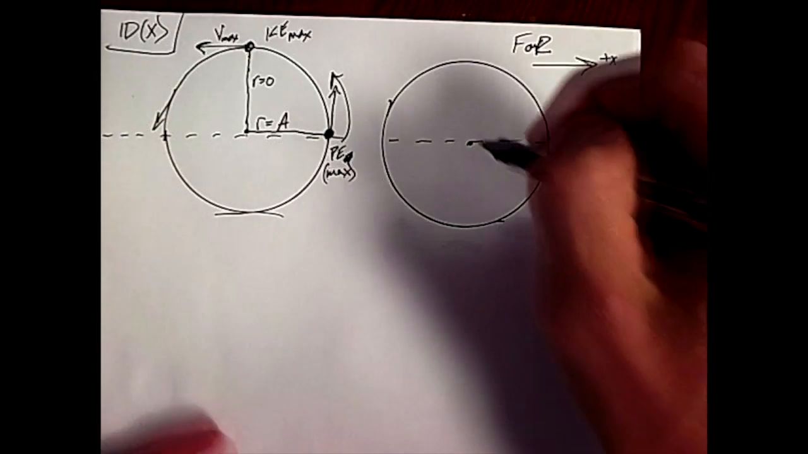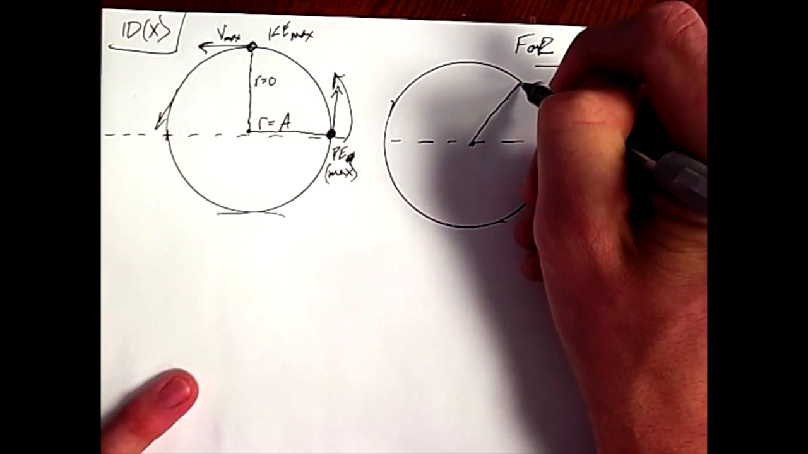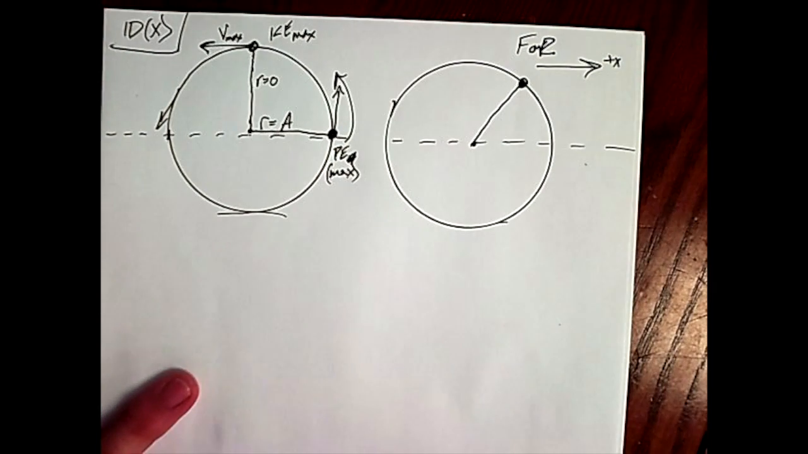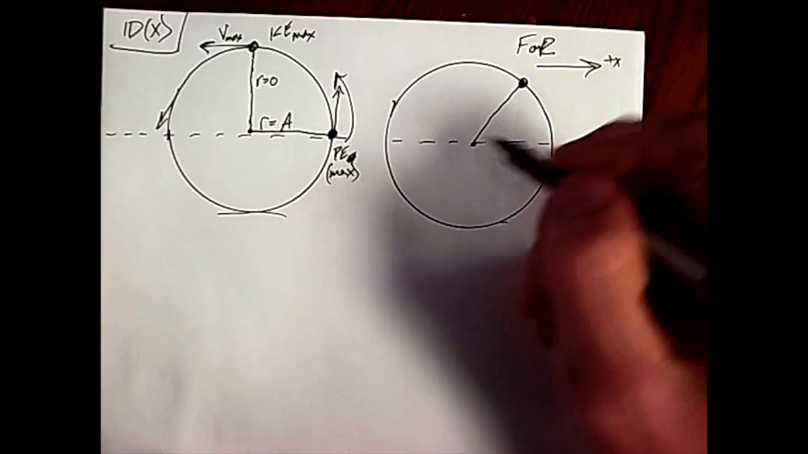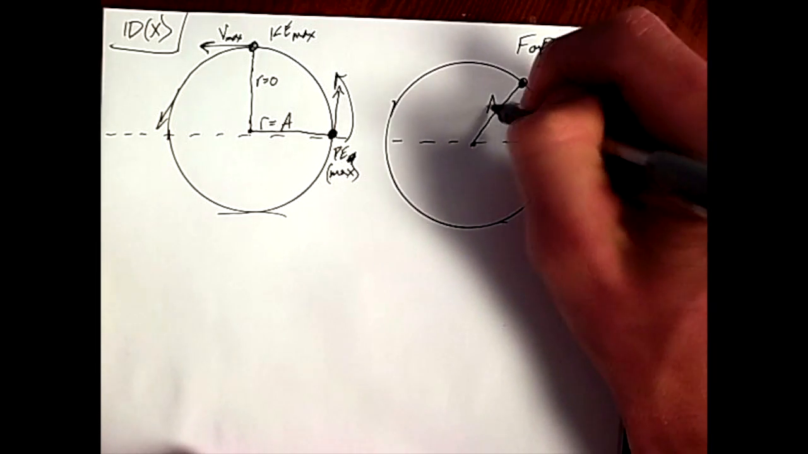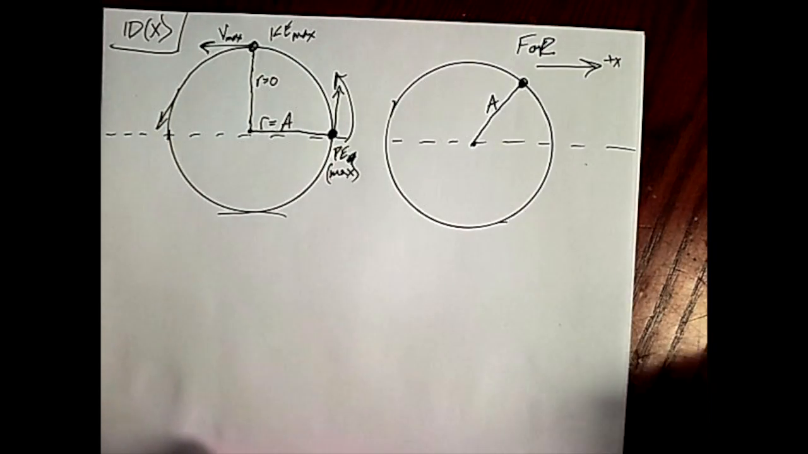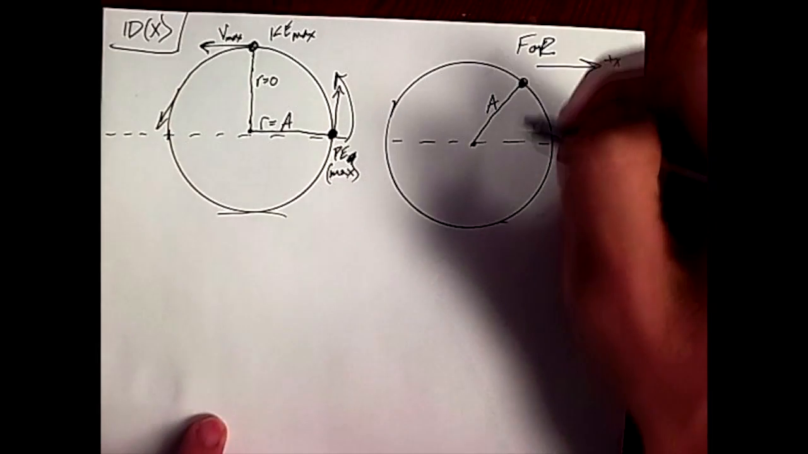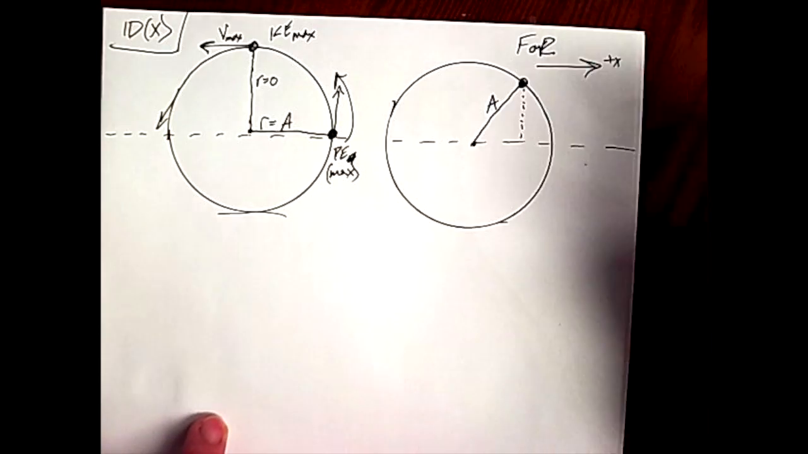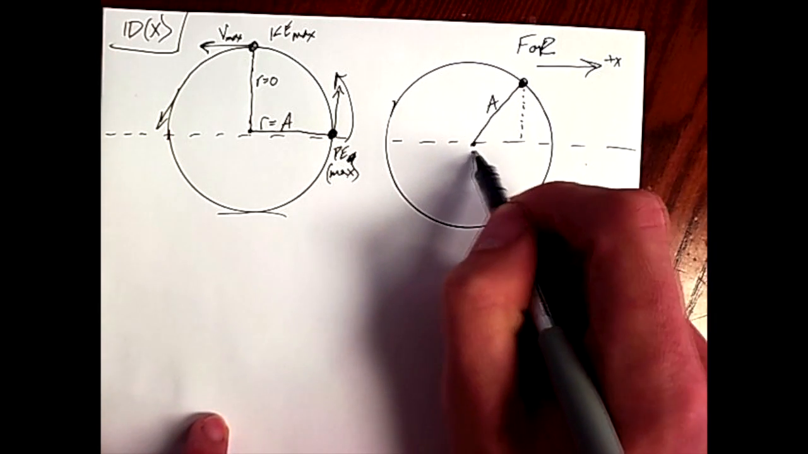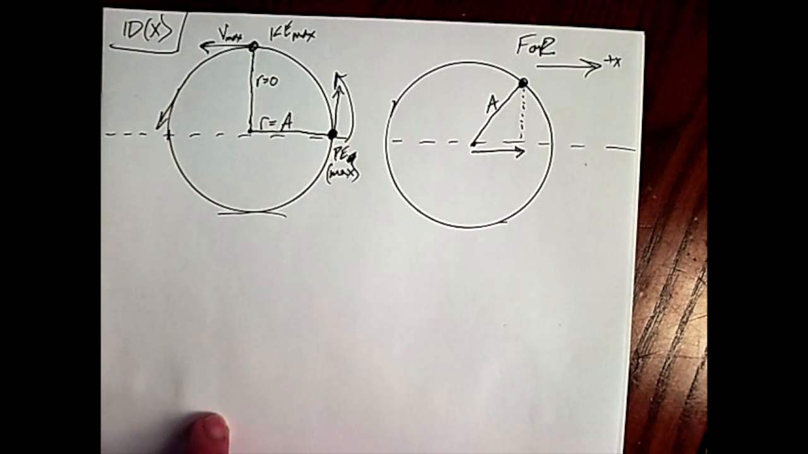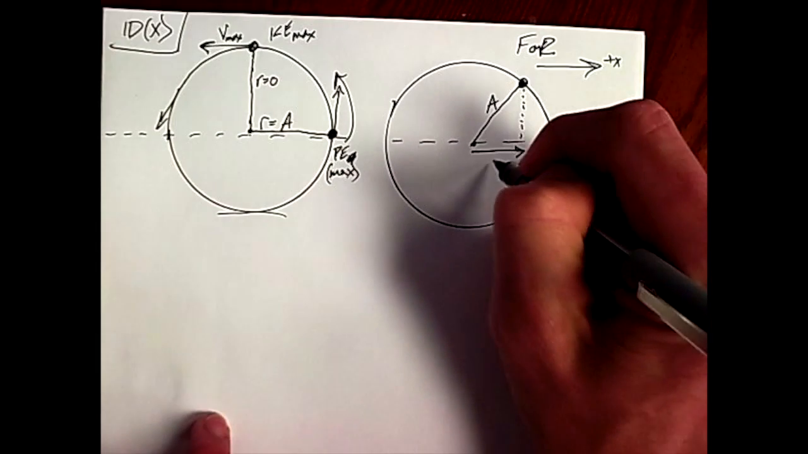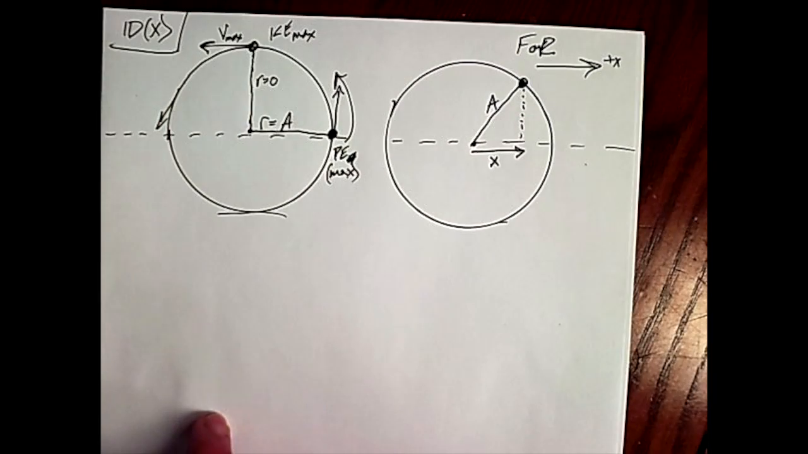If I were to draw out this mass at some position between those maximum points, the radius is still the amplitude, right? But now, if we're thinking about it in terms of the x direction only, then I have to drop a vertical, and the displacement is the horizontal component of that triangle. This is x.